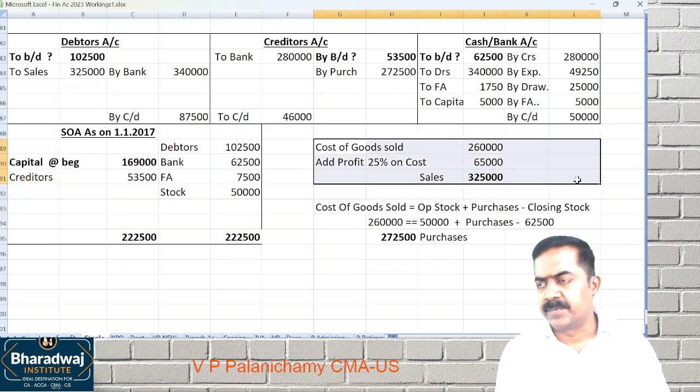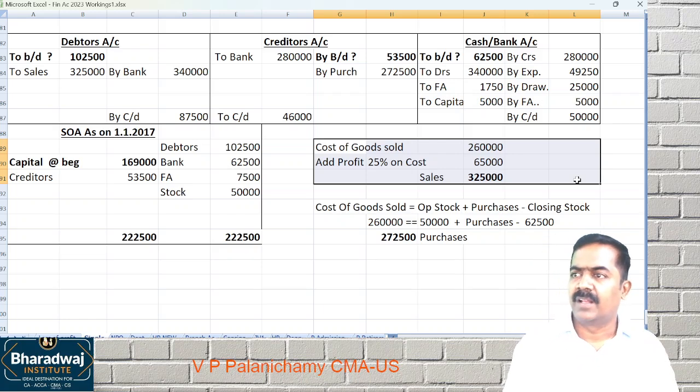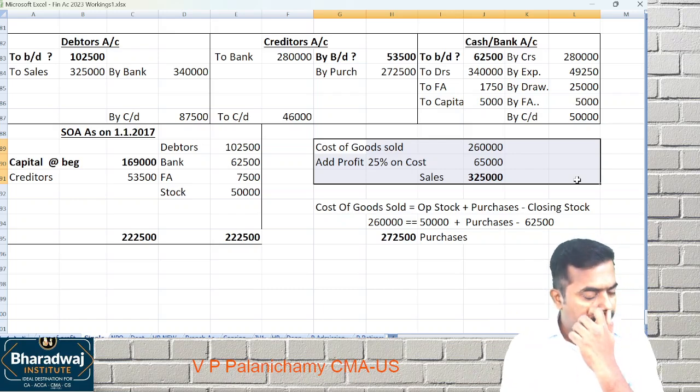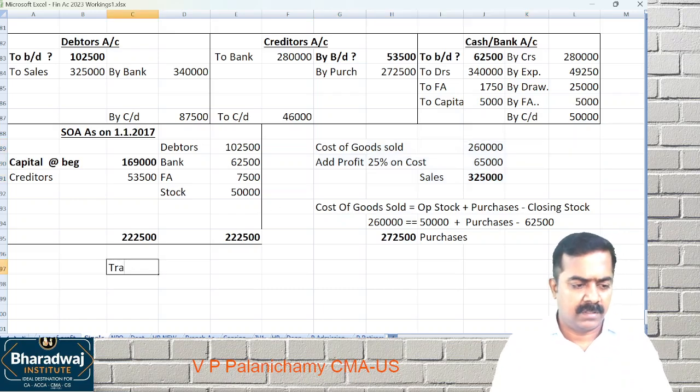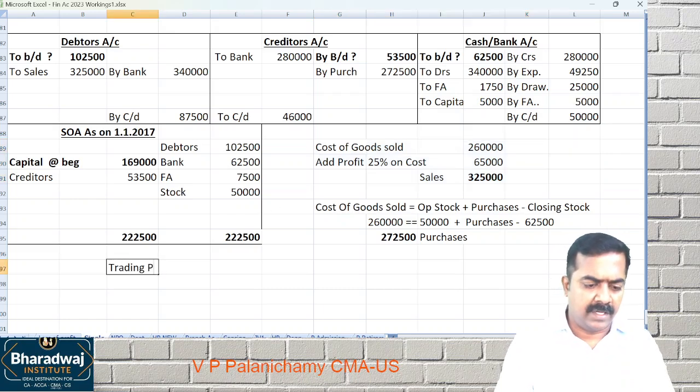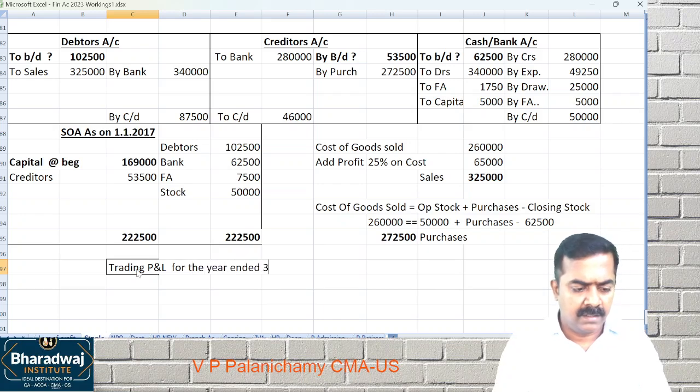Please avoid short forms in the exam. Ensure that you are giving what? The full form answer. Then start preparing which account? Trading and P&L account for the year ended 31/12/2017.